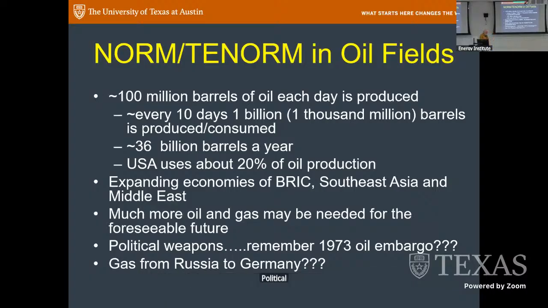Political weapons. At 75 years old, I remember very well the 1973 oil embargo, people standing in line just to get a few gallons of gasoline. The latest would be the gas from Russia to Germany, right? So there's a political problem.